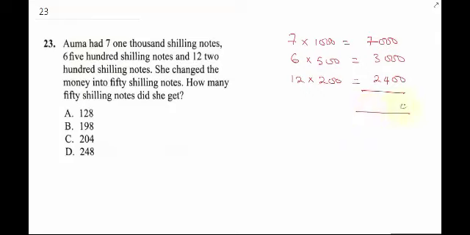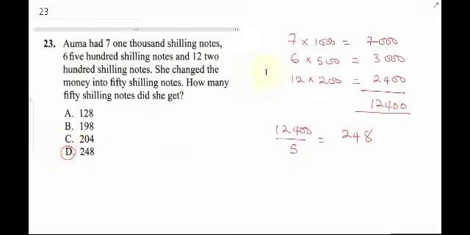Okay, so we're going to sum this up to get the total, which is 12,400. So in order to get the number of 50 shilling notes, we're going to do 12,400 all divided by 50, and so that's going to give us 248. So the correct answer here is D.